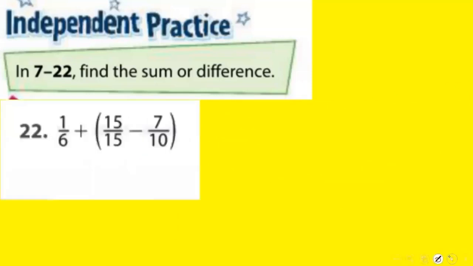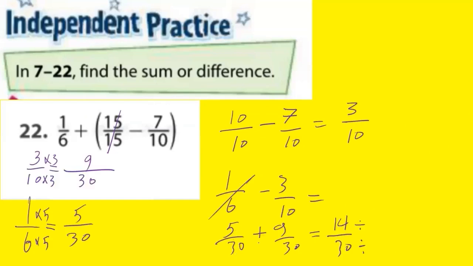Move to another one in independent. 1 over 6 plus 15 over 15 minus 7 over 10. Okay, 15 over 15, this all equals 1. I can change it into 10 over 10 and subtract 7 over 10 from it to be 3 over 10. Then 5 over 30 plus 9 over 30 will equal 14 over 30.